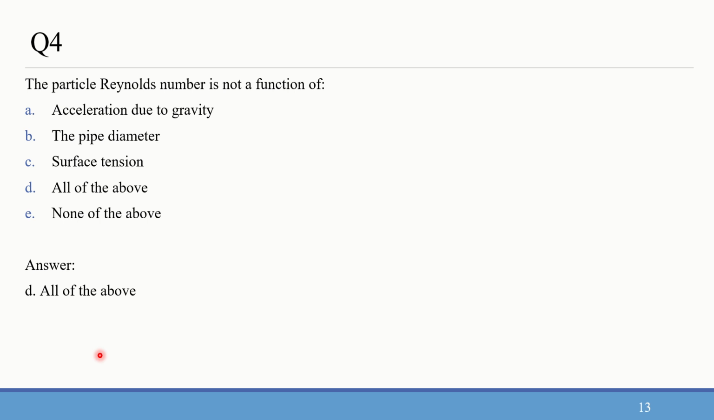So now we got the right answer, that is none of these belong in the Reynolds number formula. So option D, all of the above, is the right answer. Again, Rep is equal to rho v dp by mu, because here we are talking about particle Reynolds number, so we are using dp as the characteristic length, the diameter of the particle. So that is for this question.